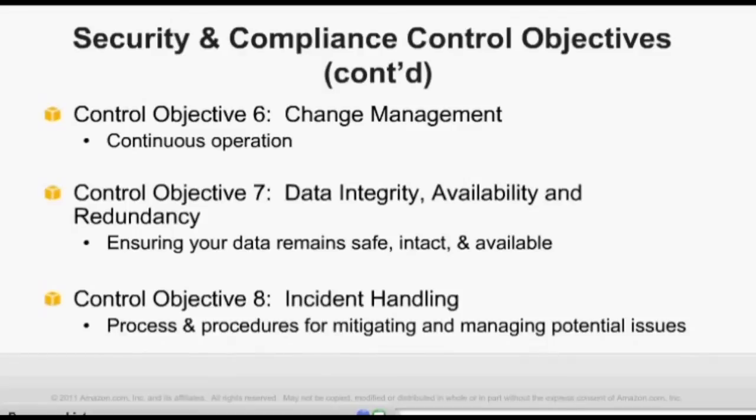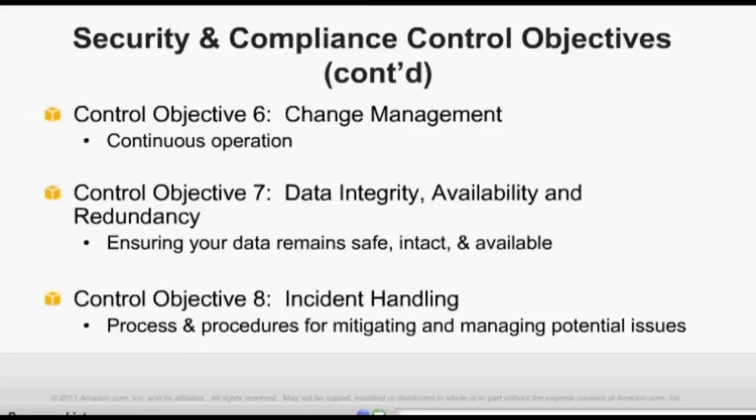For Control Objective 6, change management, one of the things that you'll notice is there's no maintenance windows at AWS. There's no time where we'll put out a notice that says EC2 is going to be out for maintenance from Sunday morning from midnight to 1 a.m. because we actually have to operate on this idea of continuous operation. That way you, in fact, can manage the infrastructure how you want when you want it.